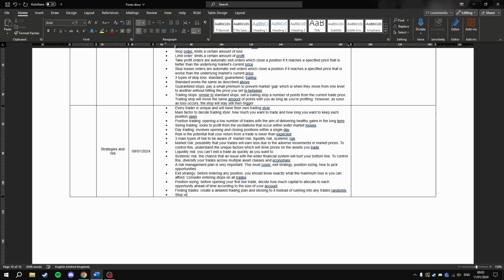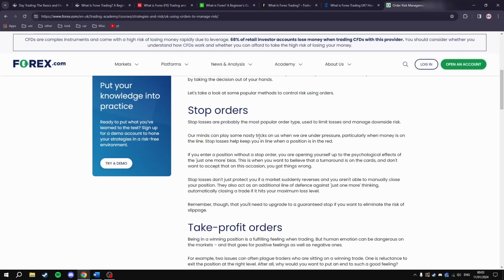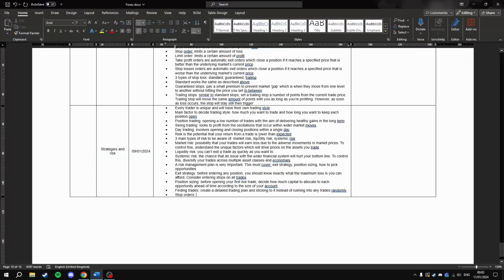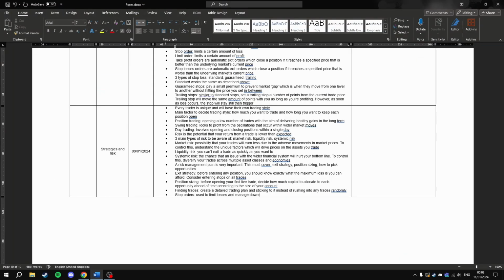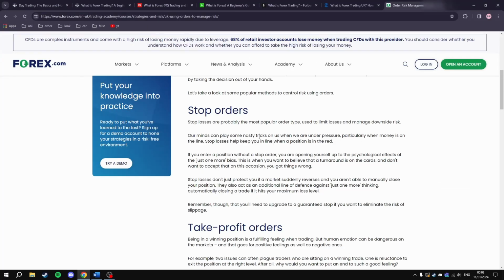Stop orders. Stop losses are probably the most popular order type used to limit losses and manage downside risk. Our minds can play some nasty tricks on us when we are under pressure, particularly when money is on the line. Stop losses help you keep in line when a position is in the red.